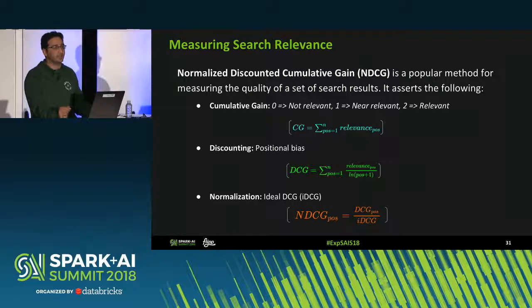Discounting is taking into account the positional bias, which is basically saying a search result, if it's relevant, should be on the top rather than the bottom of the search ranking. Because if it's at the bottom, it's not very useful for the user. And normalization is just taking your ideal DCG or your highest DCG and dividing all the DCGs that you have for your search results by that.